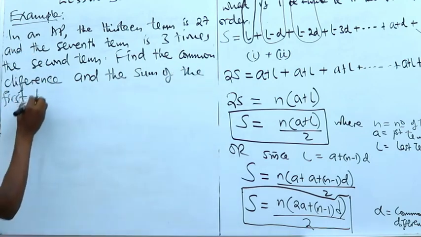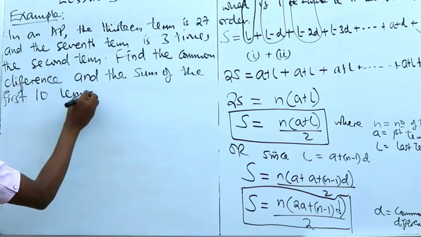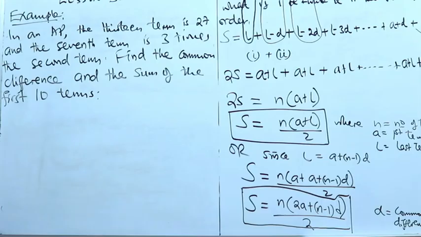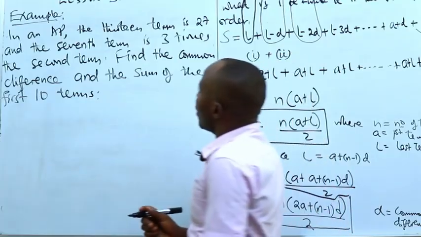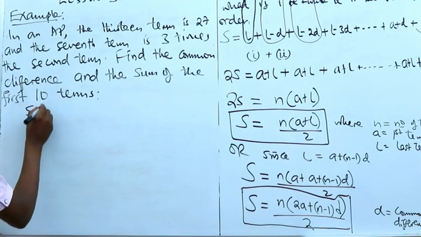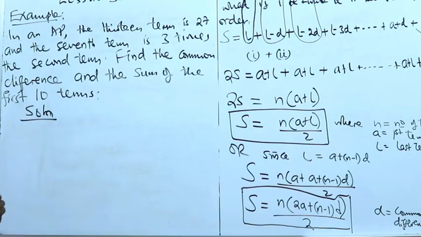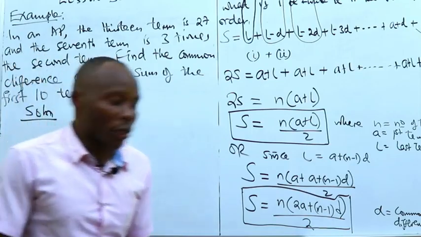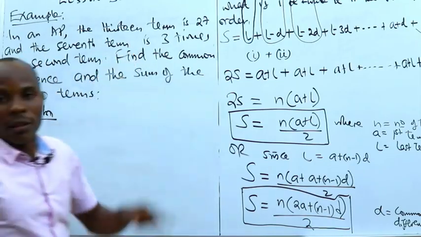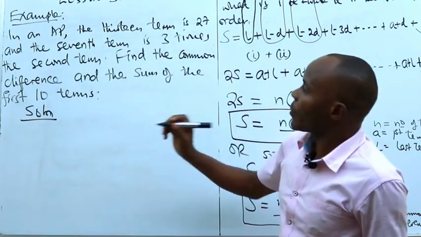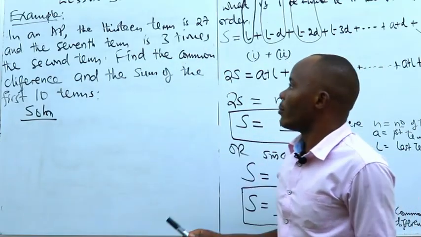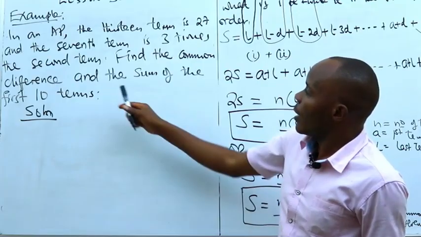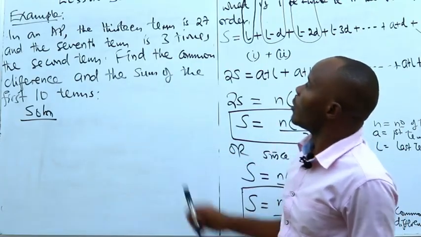There we are. We have a question there. Let's look at its solution. Now, they have said in an AP, which is short for arithmetic progression, the 13th term is 27, and the 7th term is 3 times the second term. Find the common difference and the sum of the first 10 terms.